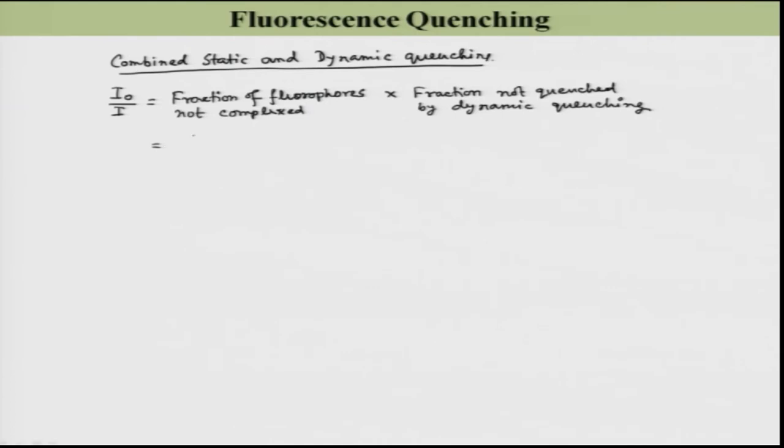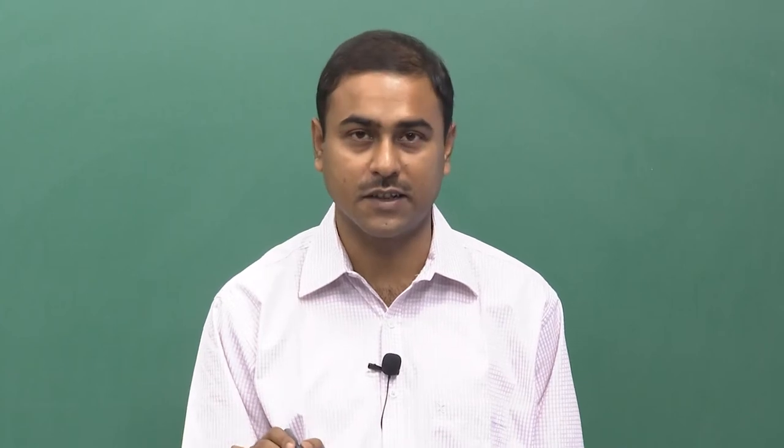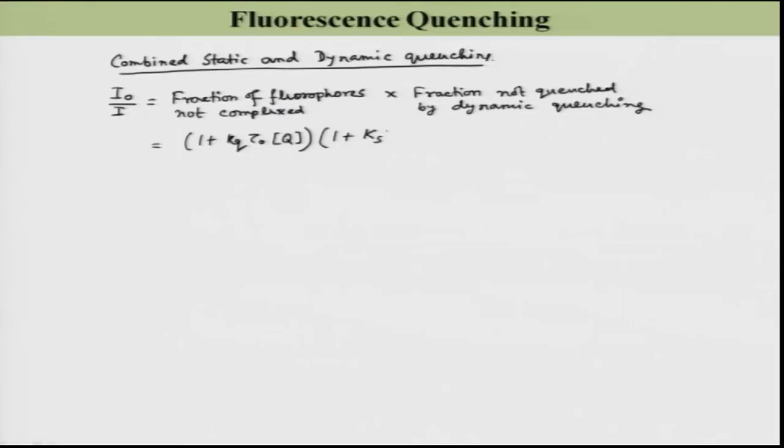So, I can write this, the first part, obviously, I know what that is. This is 1 plus kq tau 0 into concentration of the quencher, multiplied by the second term. This is nothing but 1 plus Ks. This is my equilibrium constant for the complex formation, and I cannot write this Ks as kq into tau 0, right, because this is a ground state. It's a completely different thing.